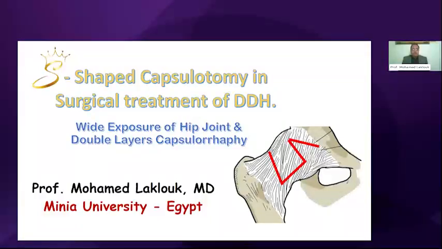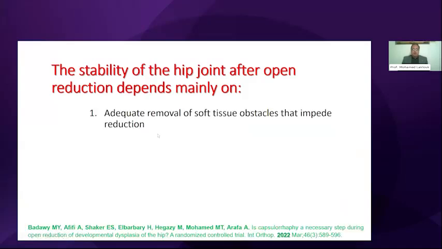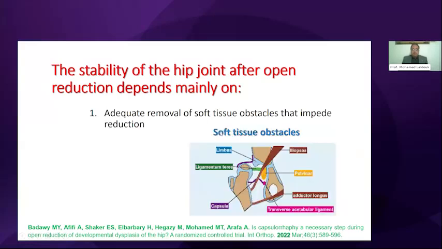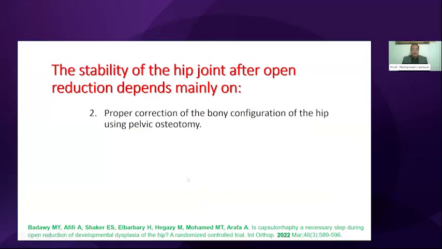It gives a wide exposure of the hip joint and double layer capsulorrhaphy. The stability of the hip joint after open reduction depends mainly on adequate removal of soft tissue obstacles. We can see these soft tissue obstacles like the limbus, the ligamentum teres, the tendon of iliopsoas, the pulvinar and the capsule, and the proper correction of the bony configuration.